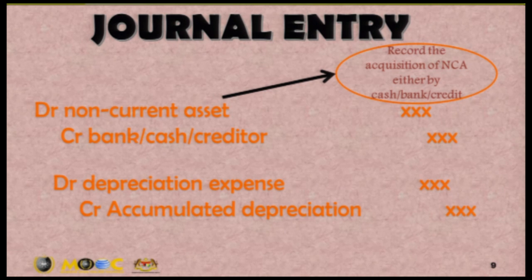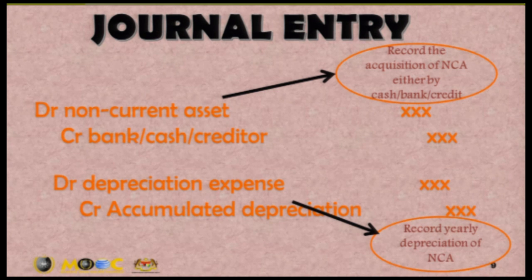Number 2, debit depreciation expense, credit accumulated depreciation. This entry is to record yearly depreciation of non-current assets.